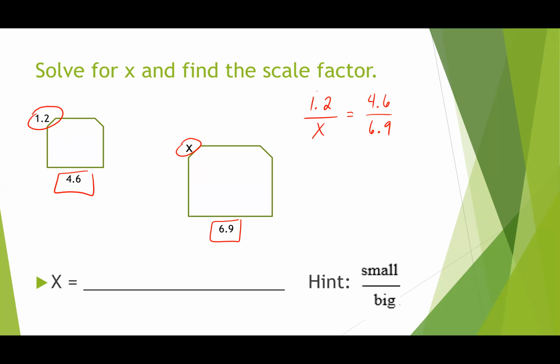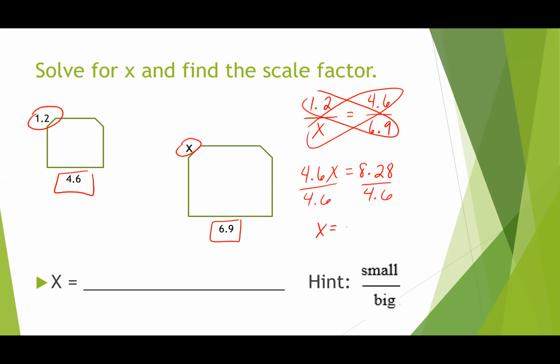And then we will cross multiply. So we get 4.6x is equal to 1.2 times 6.9, and we get 8.28. Don't leave off any decimals. Keep all your decimals. And now divide by 4.6. So 8.28 divided by 4.6. We get x is 1.8. Okay, x is 1.8.